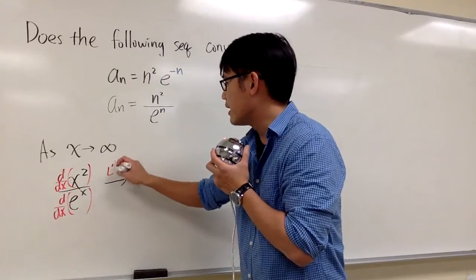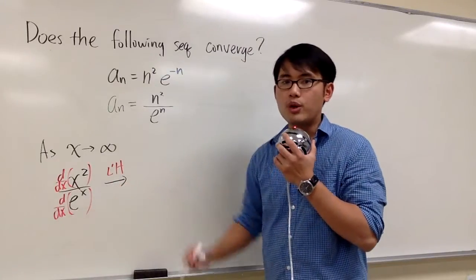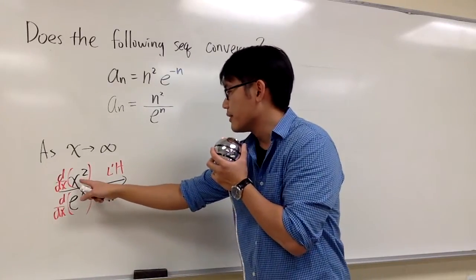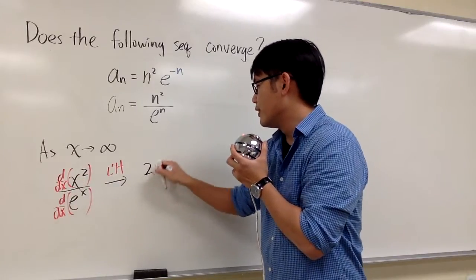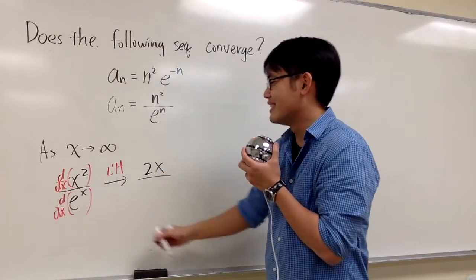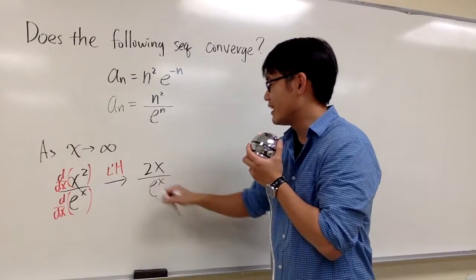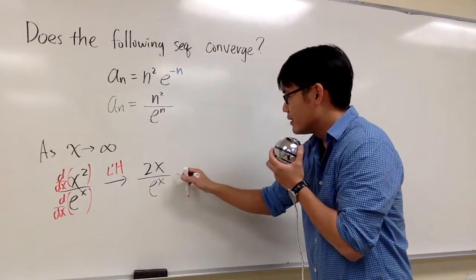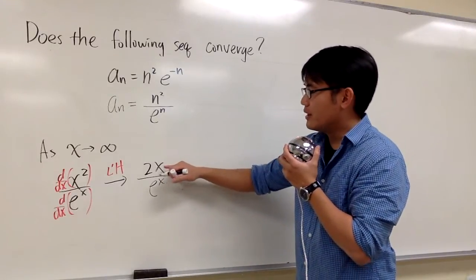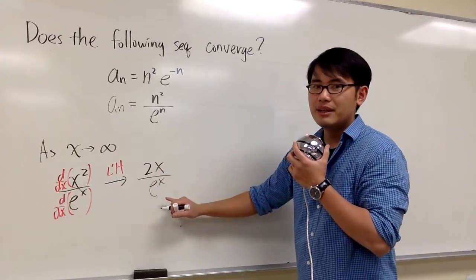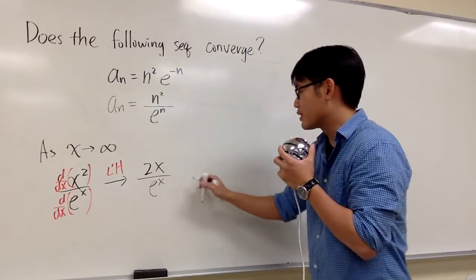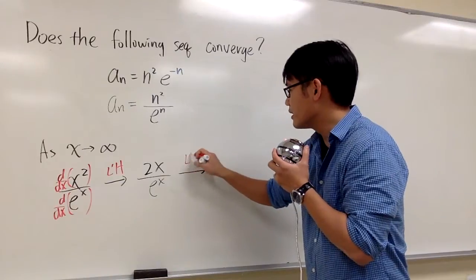And then this is by L'Hopital's rule. I'm just showing the work. On the numerator, the derivative of x squared needs no introduction, it's just 2x. And then on the bottom, it's just e to the x, right? And then if x goes to infinity, we will still have infinity on the top and infinity on the bottom. And let's go ahead and do L'Hopital's rule again.